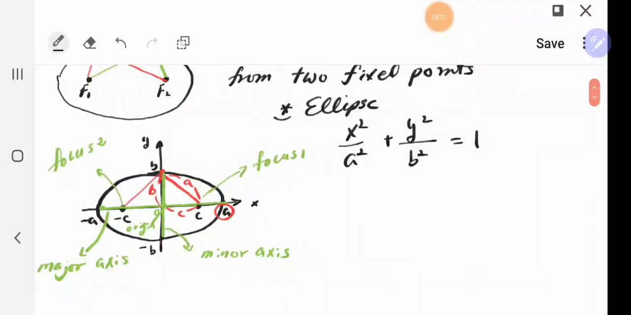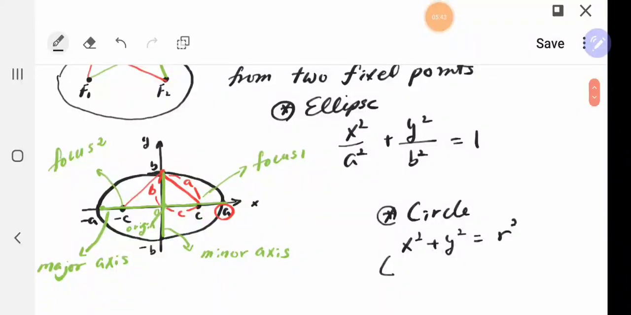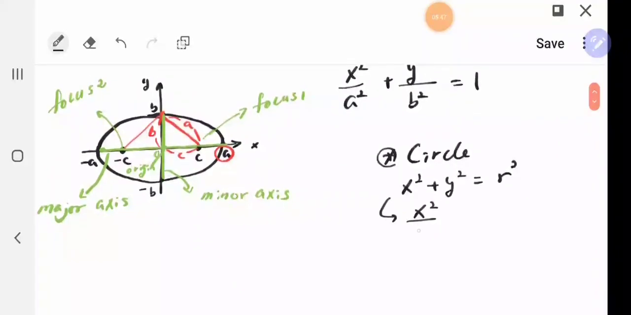Do you remember the formula of the circle? Let me write it here. Circle is this: x squared plus y squared is equal to r squared. If you divide each side by r squared, then it looks like this: x squared over r squared plus y squared over r squared is equal to 1.